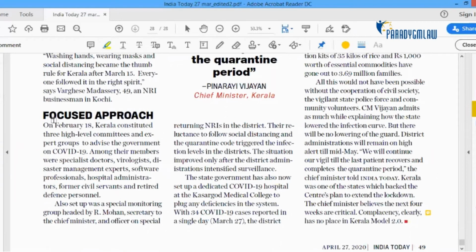From an administration point of view, as early as Feb 18th, we have high-level committees and expert groups being created as early as 18th of February to work out recommendations that can be given to the government, that can be implemented, more importantly, to combat COVID-19. So then among the expert committees, we have specialist doctors, virologists, disaster management experts, software professionals, and hospital administrators, some civil servants, as well as defense personnel.